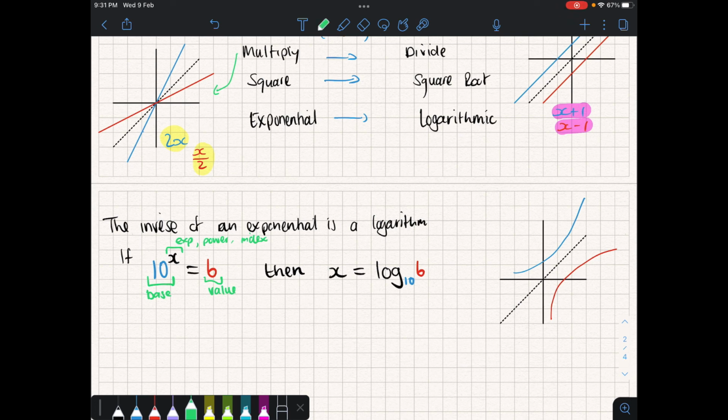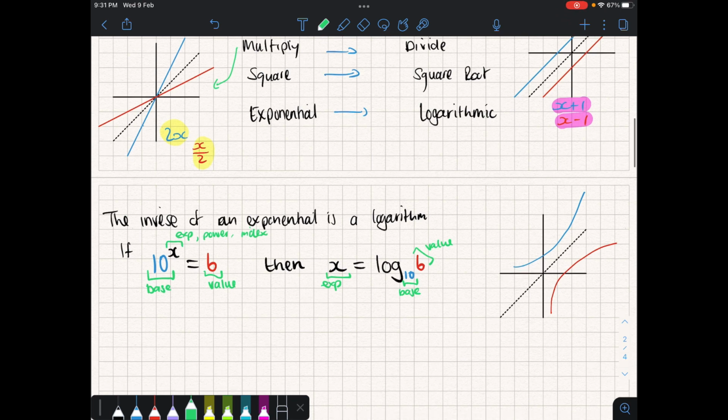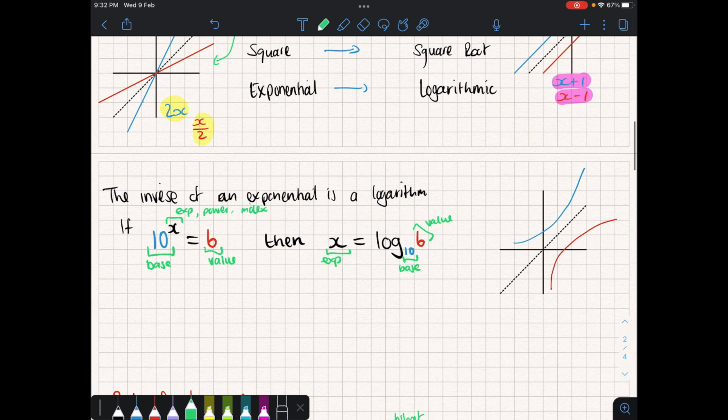So if we had to again identify the components, the exponent has now moved to the subject. The base has moved here as a subscript of the log, and the value has moved next to the log. So this is how we rewrite an exponential into a logarithmic. And in essence, all we have done is we've made the exponent the subject of the formula, which is good because we want to solve for the exponent in this case.